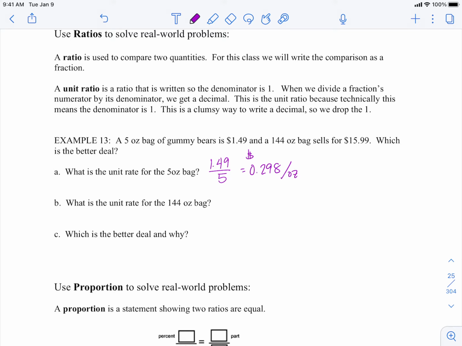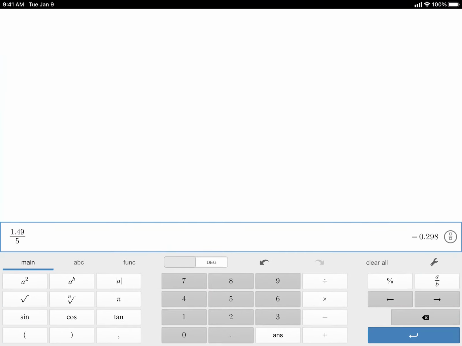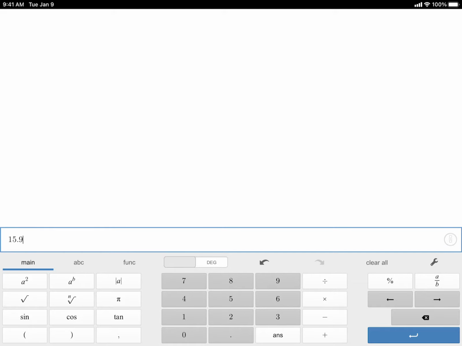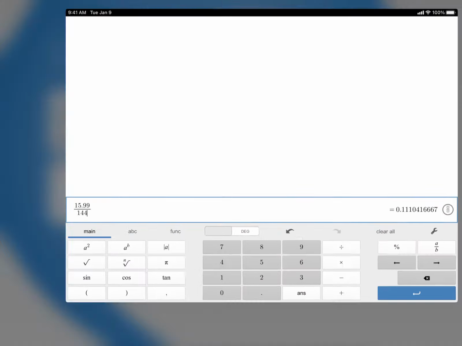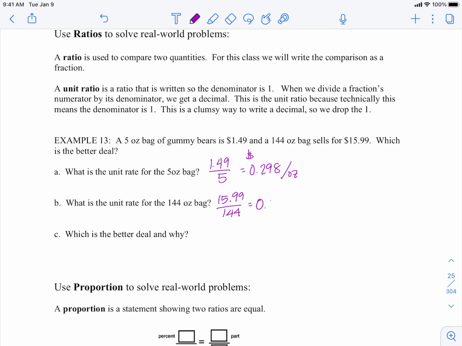What's the unit rate for the 144-ounce bag? Well, this is $15.99 divided by 144, and that is 0.111 if we round. 0.111 per ounce, so again, that's about 11 cents per ounce. So which is the better deal? The 144 ounce, because it is cheaper per ounce.